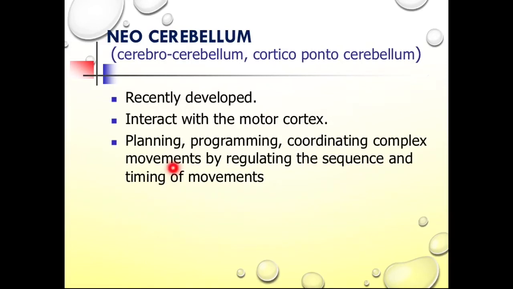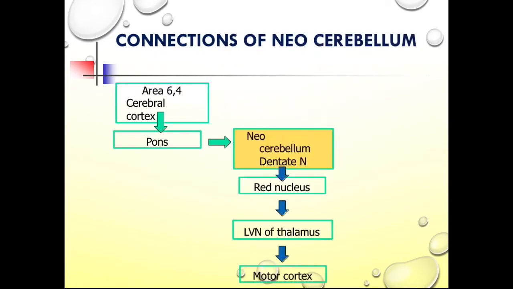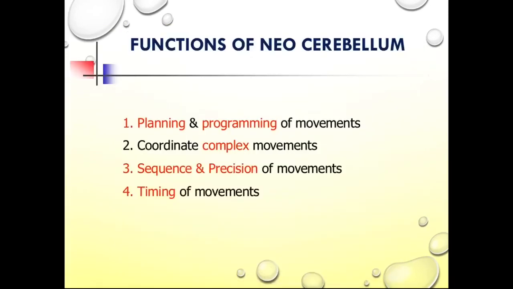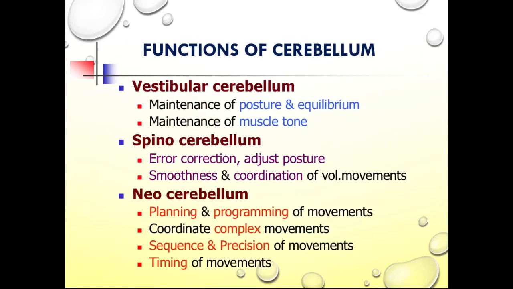Now the neocerebellum interacts with the motor cortex for planning, programming and coordinating complex movement by regulating the sequence, which has to happen first, second and third, and the timing of that sequence of movement, right. So these are the functions of the different parts. The function of the neocerebellum is planning and programming of movement, coordinating complex movement, sequencing and timing of the movement, as well as precision of the movement.